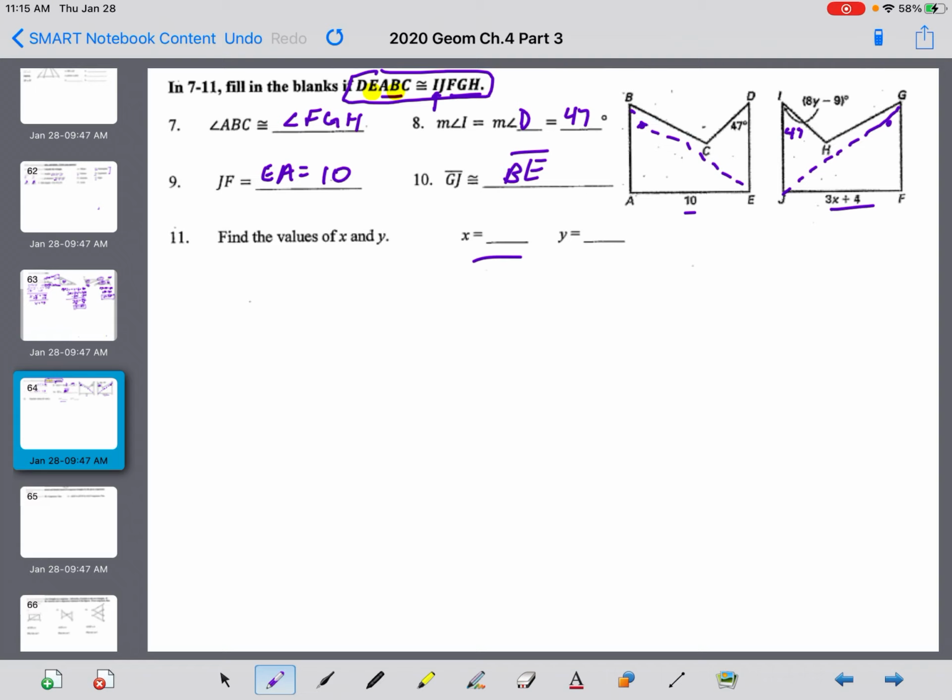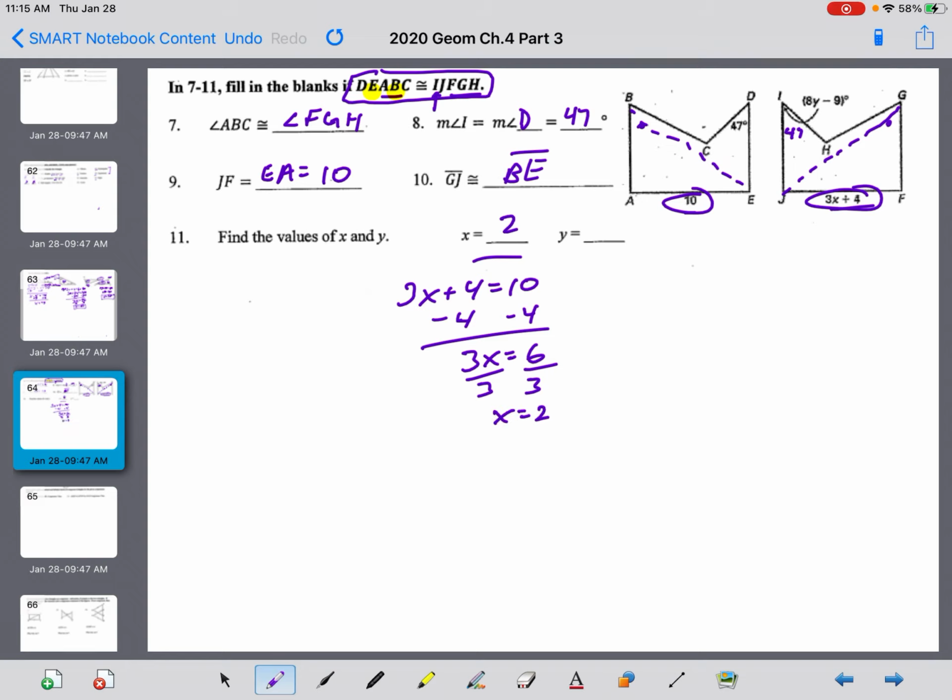Now, to get the x, we got to match up some corresponding parts. So the x is here at the bottom, and the 10 is at the bottom. So this is what you're going to set up for x. 3x plus 4 equals 10. Do the math. 3x equals 6. Divide by 3. X is equal to 2.